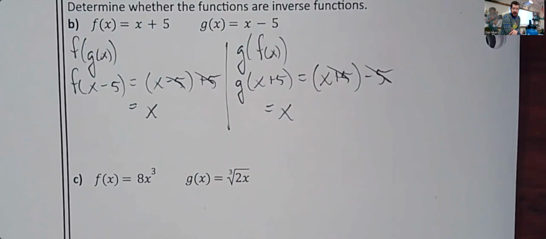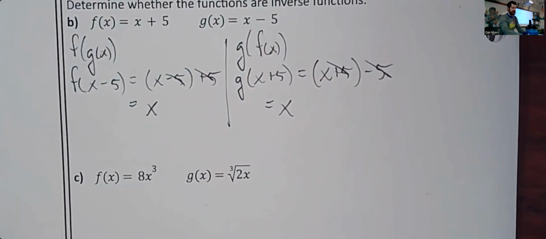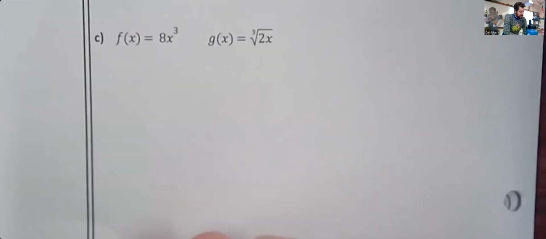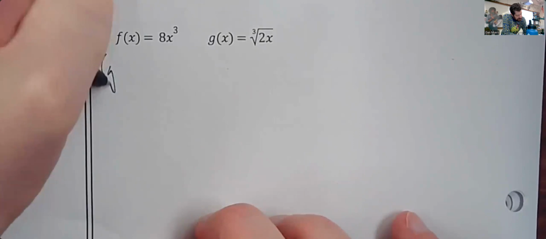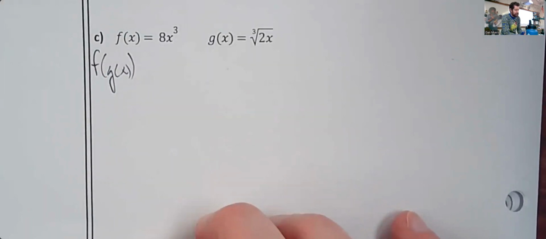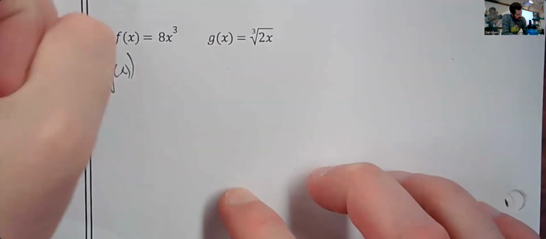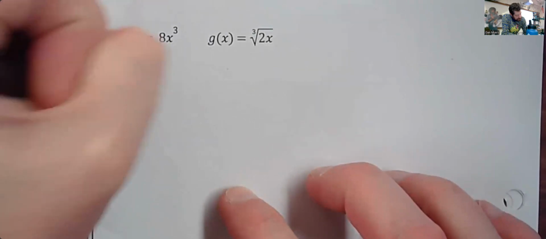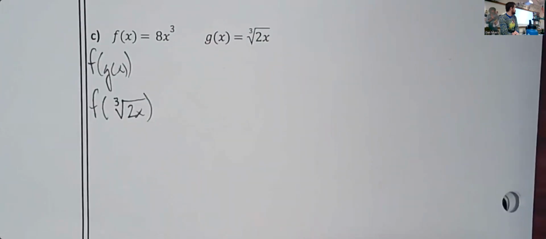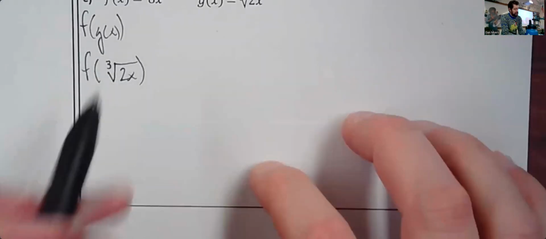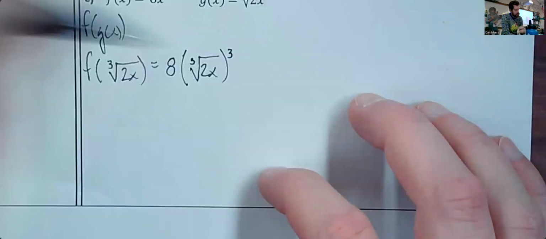Cool. Let's check out what happens if you have a cubic function as opposed to linear, because these first two were linear. Now we have an exponent of 3, so we have to see if these cubic functions are inverses of one another. Starting off with f of g of x, we're going to plug in the cube root of 2x everywhere we see x. So this is f of the cube root of 2x, which equals 8 times the cube root of 2x, cubed.